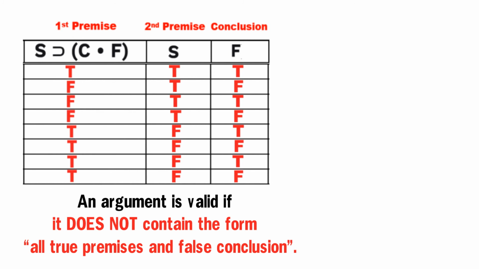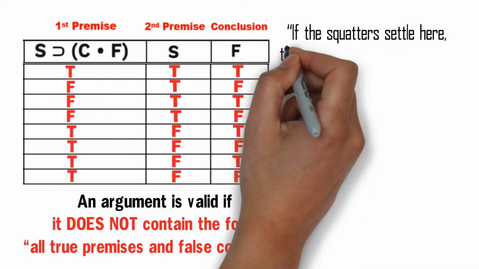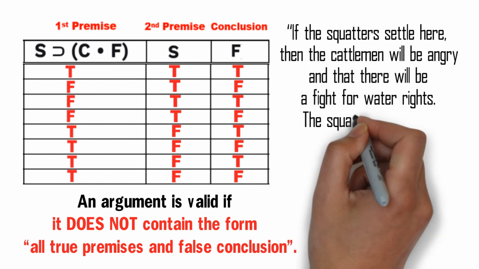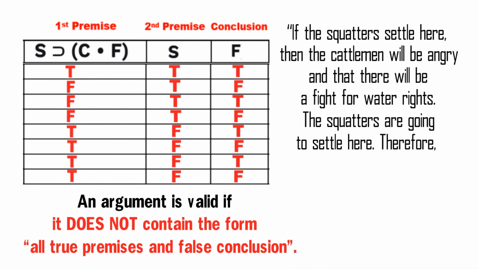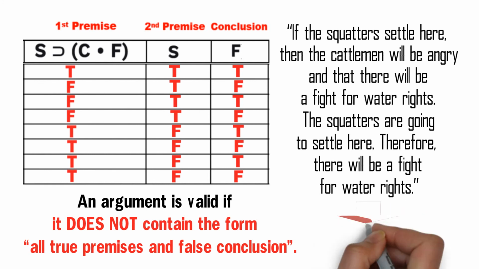Therefore, at the end of the day, the argument, if the squatters settle here, then the cattleman will be angry and that there will be a fight for water rights. The squatters are going to settle here, therefore there will be a fight for water rights, is absolutely valid.